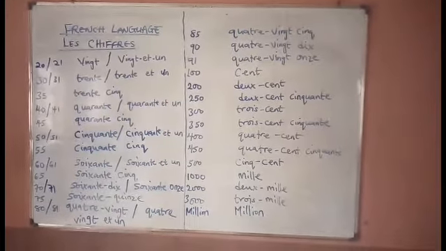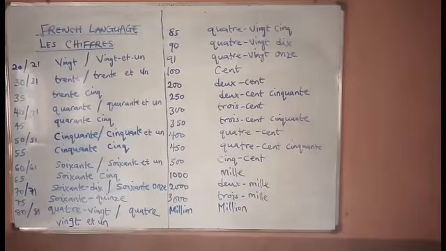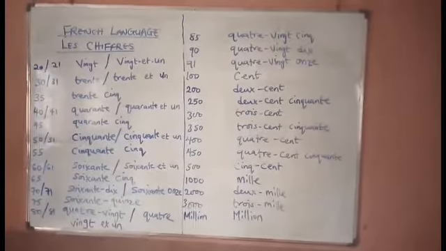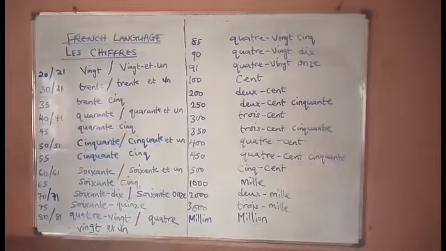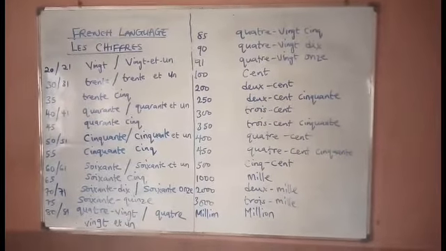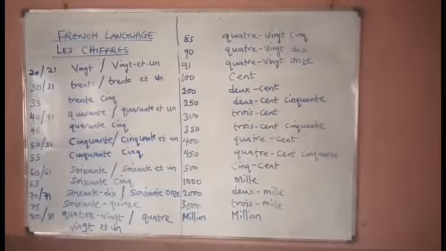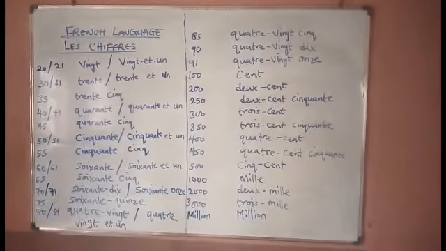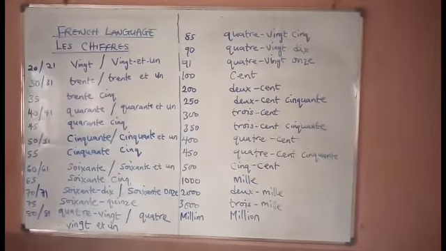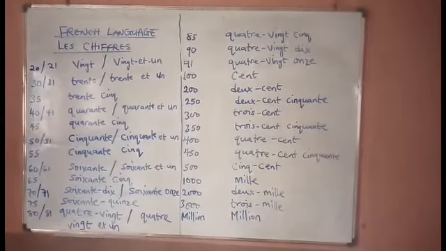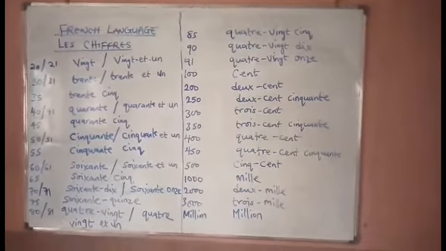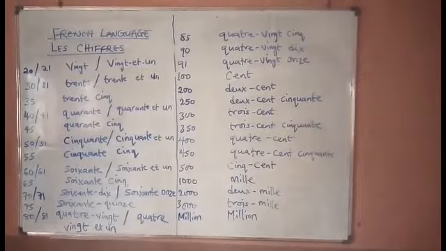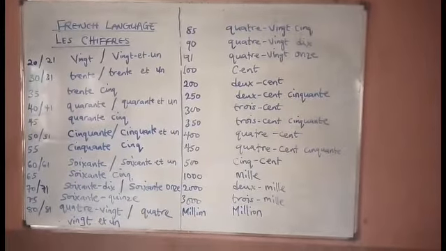At 1 million you have 1 million. The million is also million, but the pronunciation is quite different. In English you say million, and in French it is still million. 1 million, 2 million, 3 million, 4 million, 5 million, 6 million, 7 million, 8 million, 9 million, and then we have 10 million, 100 million.